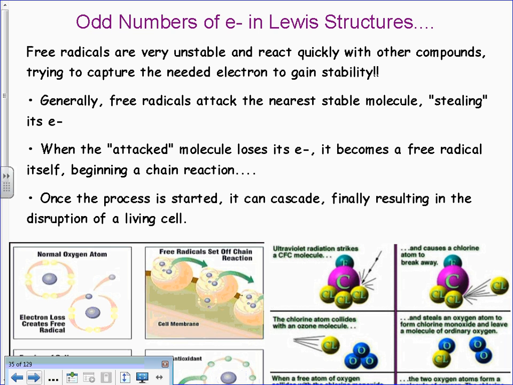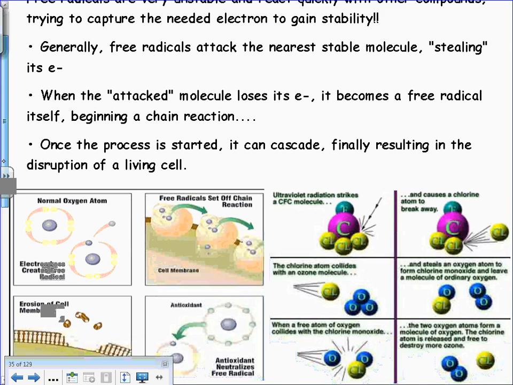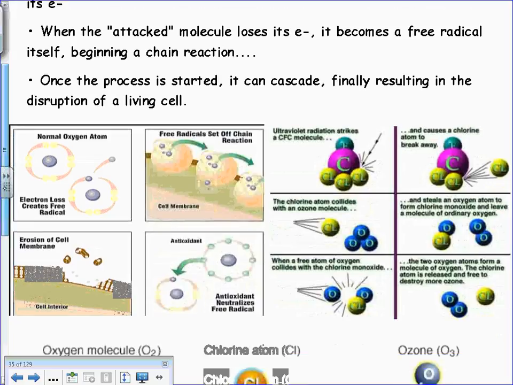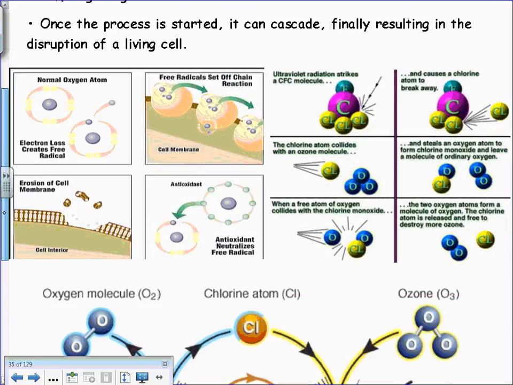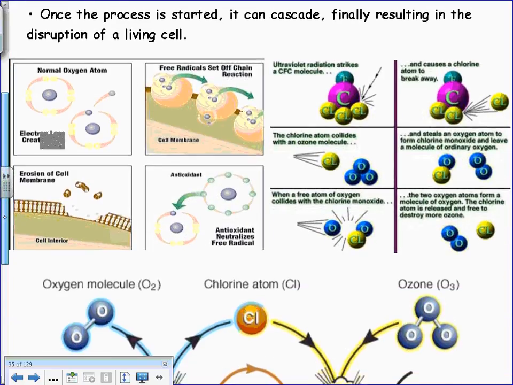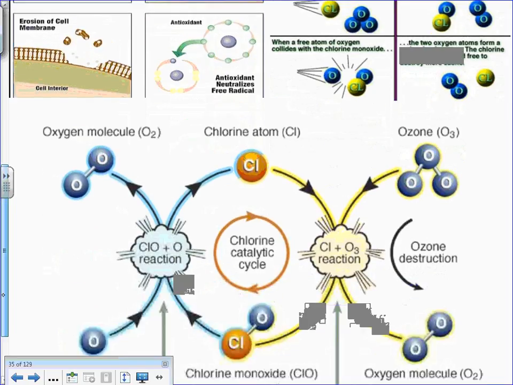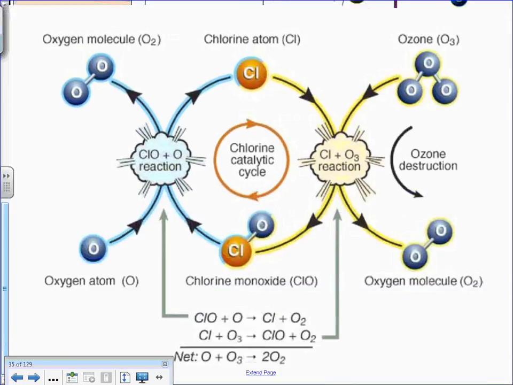So I have some examples for you here. They steal the electron. They're very disruptive to the natural cycles of usually atmospheric chemistry. This is in your cell membrane. It's a free radical chain reaction where one takes it and then it bumps to the next one and then the other one takes it. There's chlorofluorocarbons, antioxidants, erosion of cell membrane, and then here's another example.